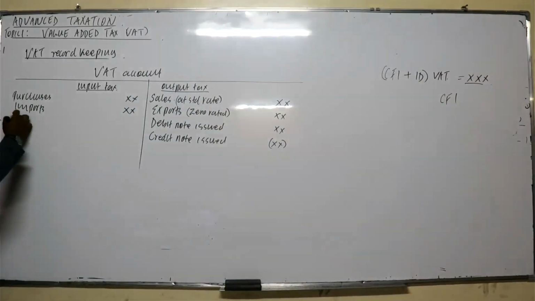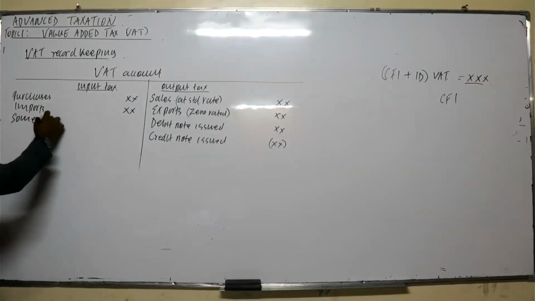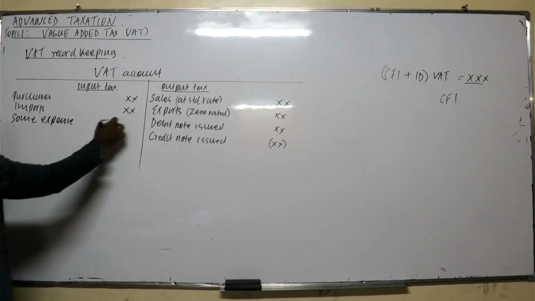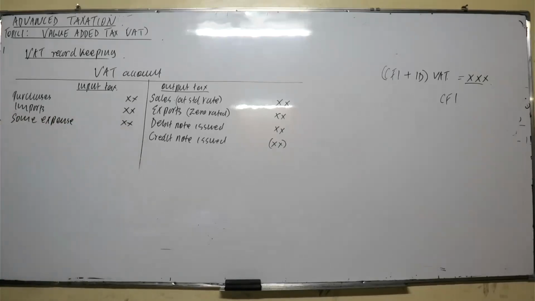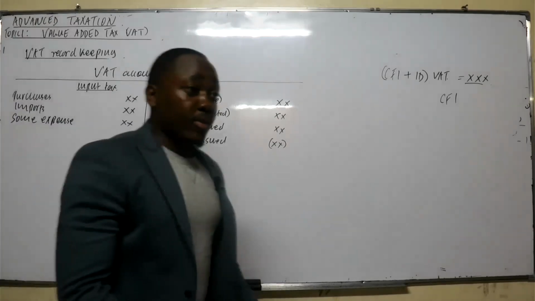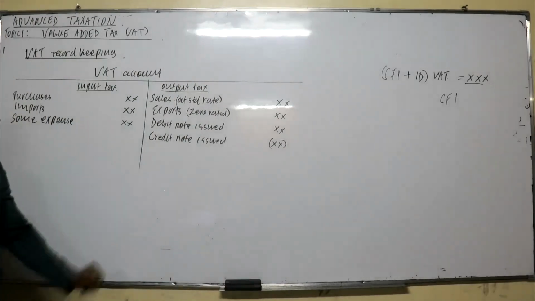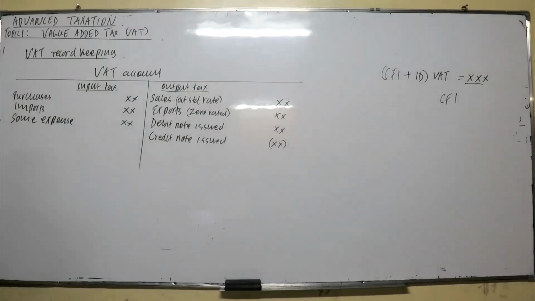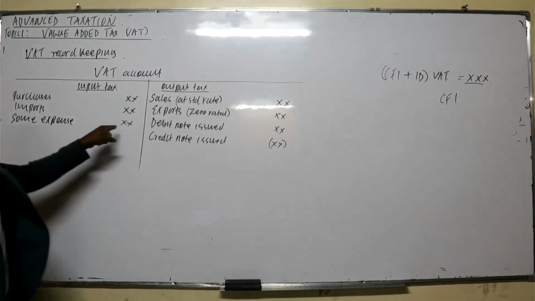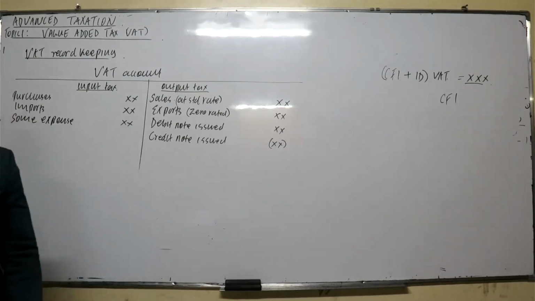Then we have some expenses. Not all the expenses, some expenses. Not all expenses are vatable. For example, printing and stationery are vatable. You can claim. Audit fees, it's a professional service. As an auditor, you need to add the value on it, so it will be taxed. It's also vatable. Salaries and wages.